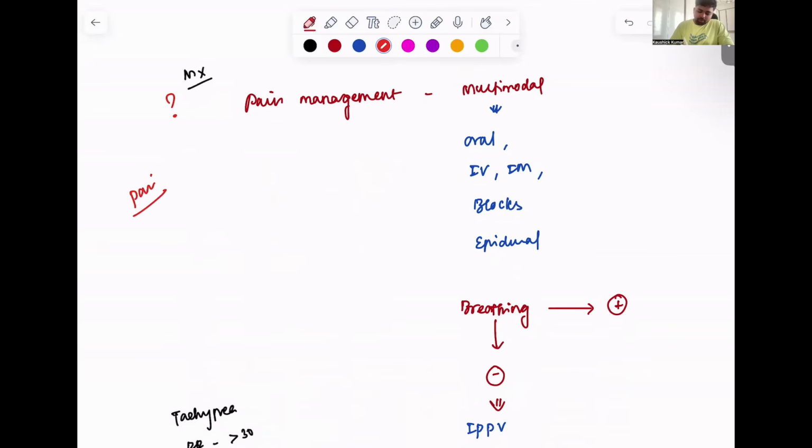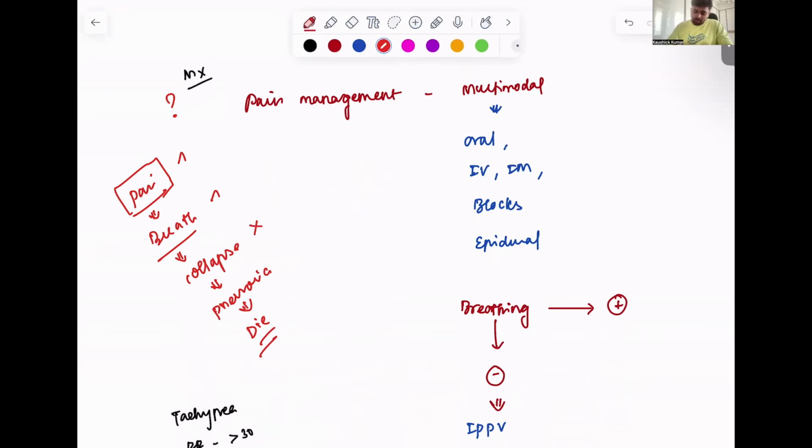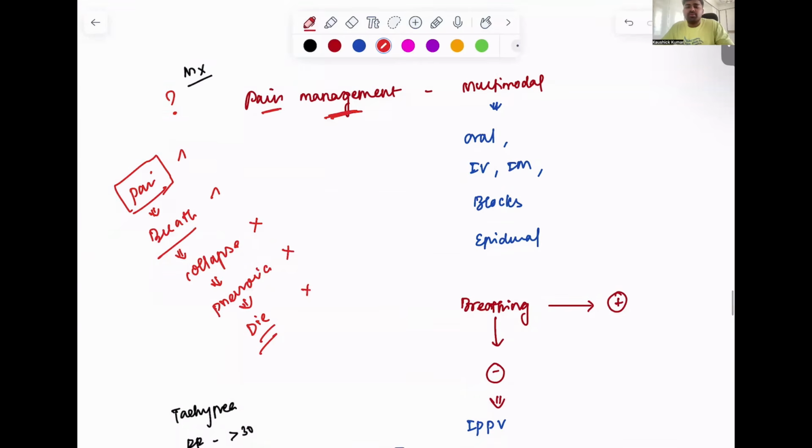Because of pain, the patient is not going to breathe well. And if the patient doesn't breathe well, that part of the lungs is going to collapse. And because of collapse, the patient is going to develop pneumonia and the patient is going to die. So we have to manage pain well. If we manage pain well, the patient is going to breathe well, and we are going to prevent the collapse. Once we prevent collapse, there is no pneumonia, and the patient is not going to die. So pain management becomes very, very crucial in case of flail chest.